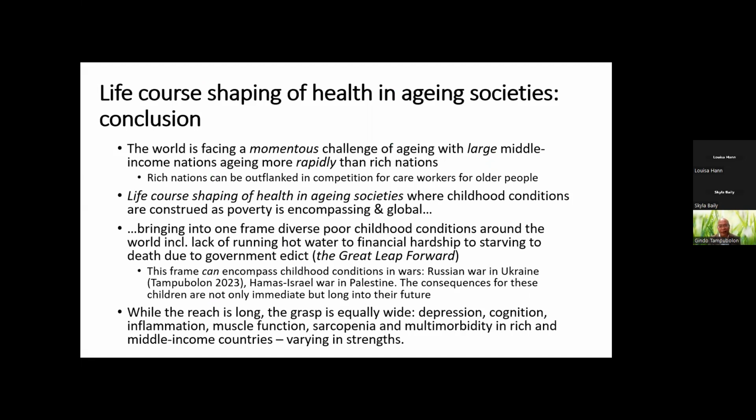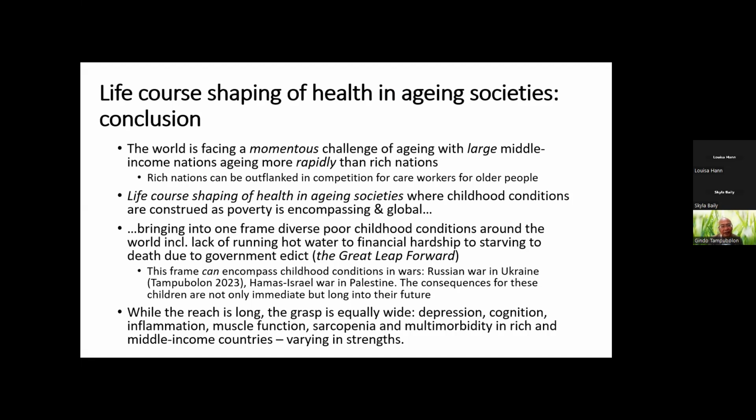on life course shaping of health in aging societies in the global north and the global south, the world is facing a momentous challenge of aging, with large middle-income nations aging much more rapidly than rich nations. I want to entertain one implication of this. If China needs lots of social care workers to look after their older people, and they sought the help of social care workers from Africa, which up to now is the source of social care workers for many in Britain, then rich nations can be outflanked in competition for social care workers for older people. So this is a challenge, not only for China, but also for the global north.